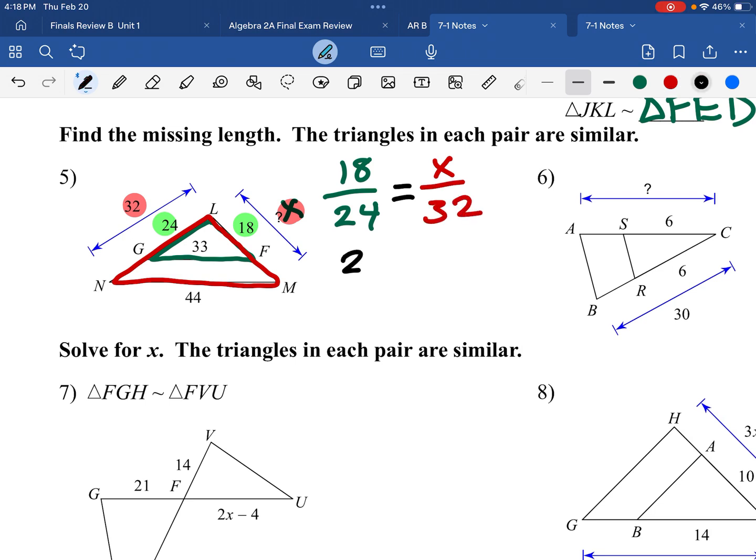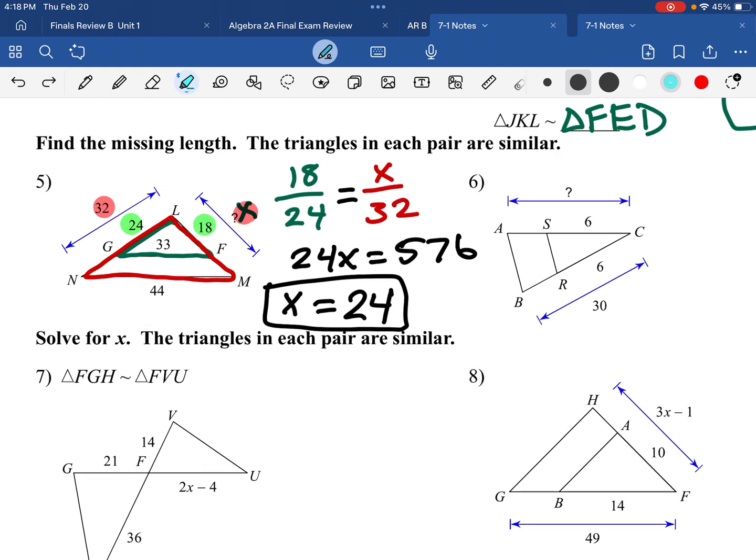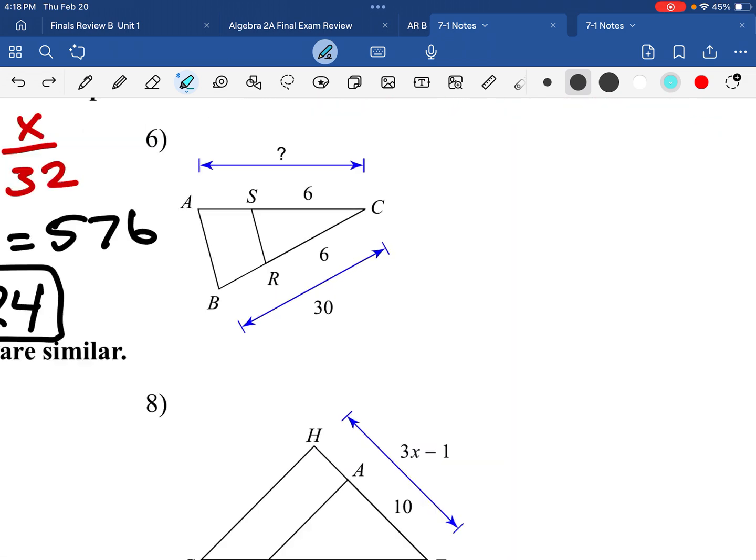And so I would have then 24x is equal to 576. And if I divide both sides by 24, x would be equal to 24. Okay, so notice how I didn't even use the 33 or 44. You could have, if you wanted to, but instead of using the 24 and 32, we could have used the 33 and 44. It's all in relativity of the corresponding sides, okay?